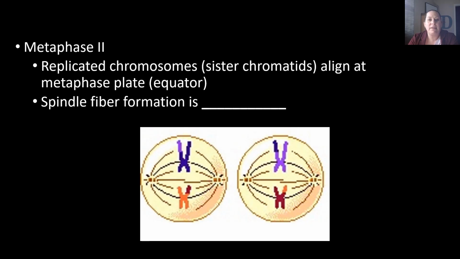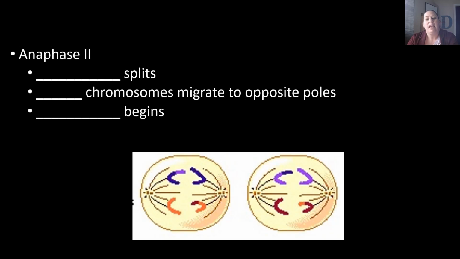In metaphase, the replicated chromosomes, or the sister chromatids, align at the metaphase plate or the equator, and spindle fiber formation is complete. So again, this looks very similar to mitosis. The issue though is I have 2 cells going through this, and you'll notice that there's mixtures of chromosomes here. In anaphase 2, the chromosomes are going to come apart because the centromere splits. Single chromosomes migrate to opposite poles and cytokinesis begins. Again, though, 2 cells going through this, anaphase II.